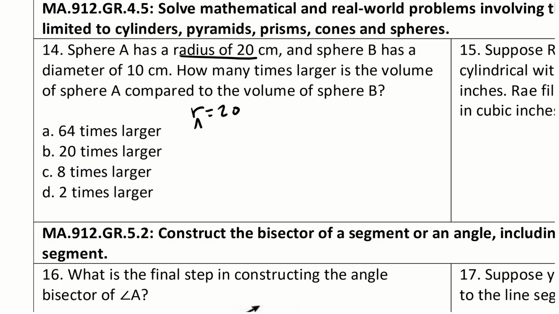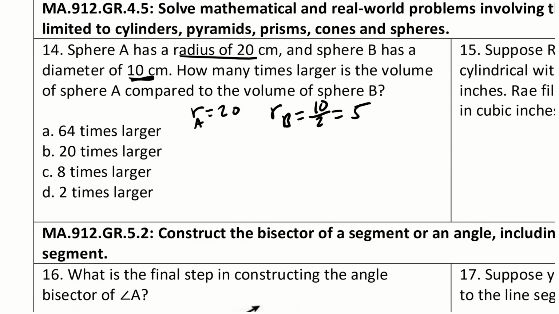I'm going to call this radius A. Sphere B has a diameter of 10. So if the diameter is 10, that means the radius has to be 5, right? Because it has to be half of the diameter. Okay. So how many times larger is the volume of sphere A compared to the volume of sphere B?